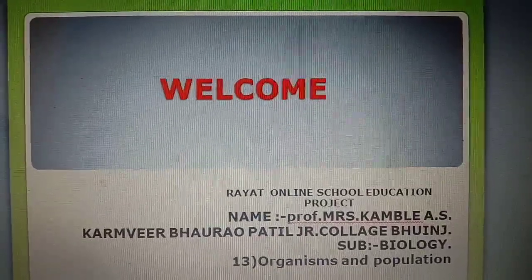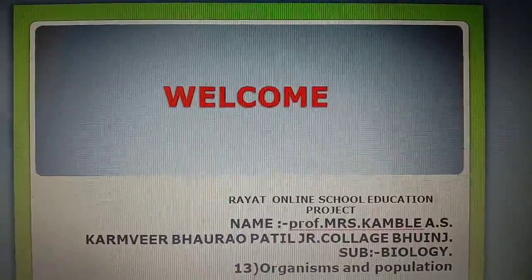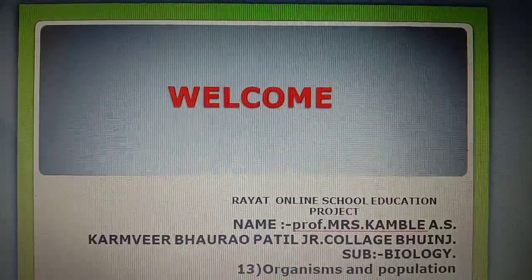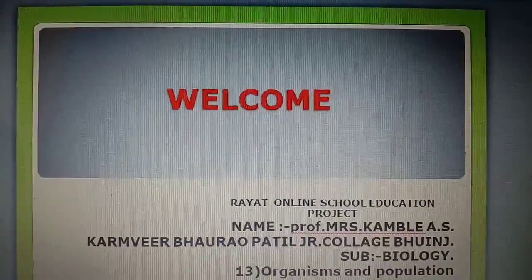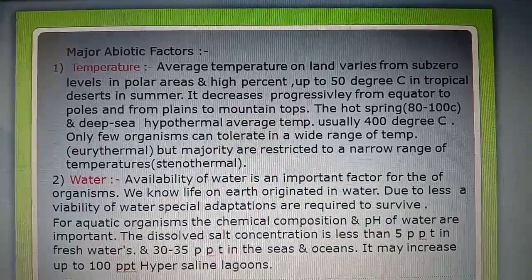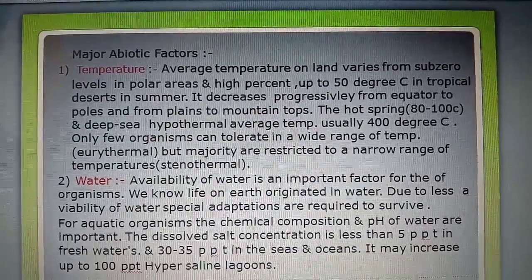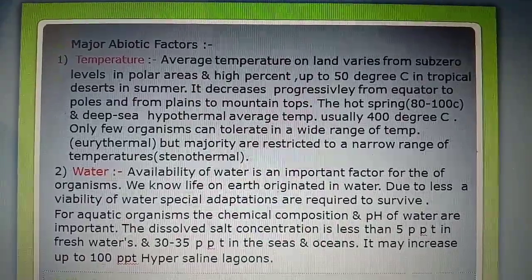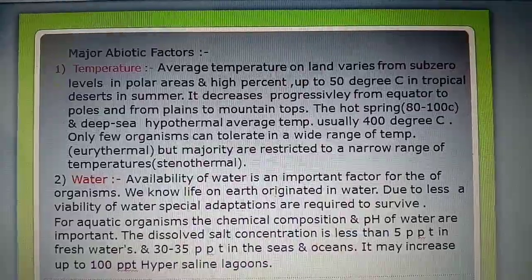Subject Biology. Today we study the 12th standard, chapter 13, Organisms and Population. In organisms and population, the abiotic and biotic factors are present. So today we will study the types of abiotic factors. In the environment, temperature, water, soil and light are included in the abiotic factors.